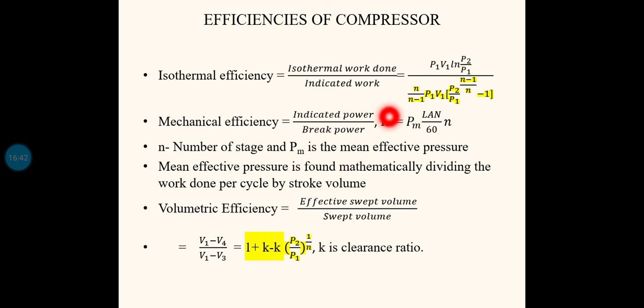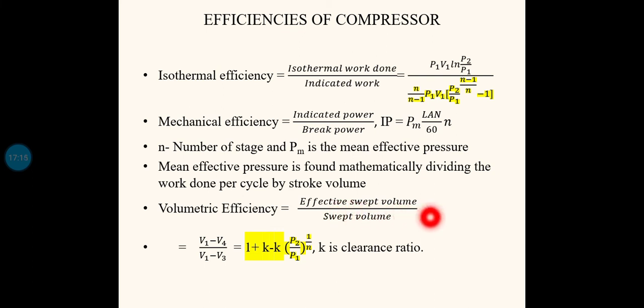Mechanical efficiency is actually indicated power divided by brake power. Indicated power is obtained from this equation, that is the work done per cycle corresponding to the polytropic process, called the indicated power. Now brake power will be given in the problem. Or indicated power is calculated using this equation also, mean effective pressure into L A N by 60 into n. Any one of these equations can be used to calculate the indicated power, no problem.